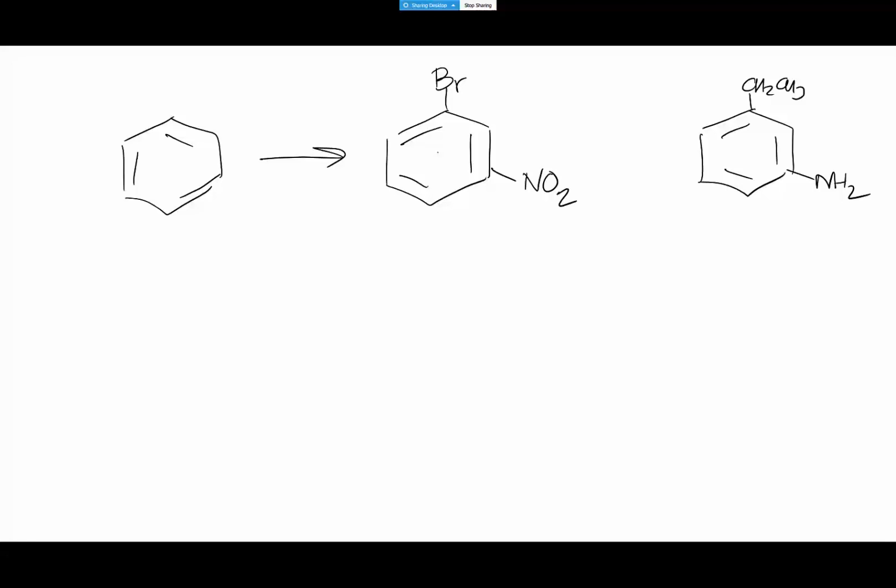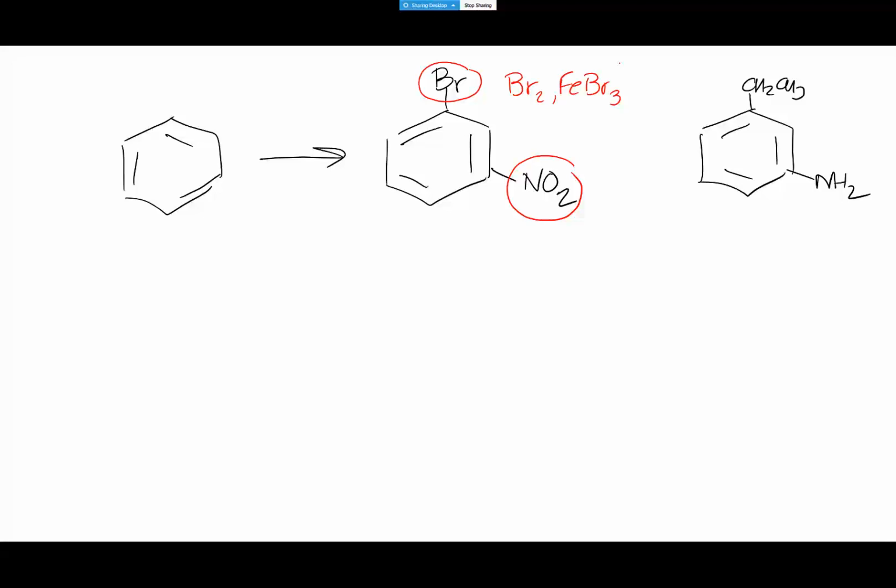So the first thing you have to do is tell me what I would need to add the bromine and what I would need to add the NO2 group. And so you should probably think of those reagents. So how would I add a Br? So I'm going to need to do Br2 and FeBr3.